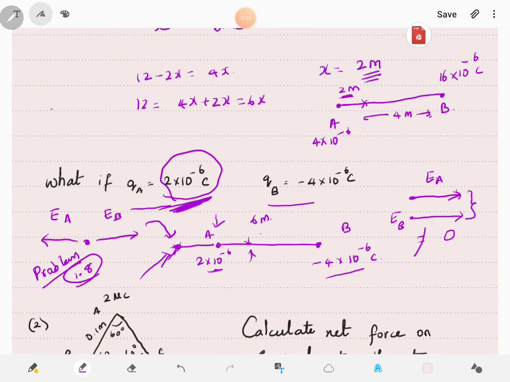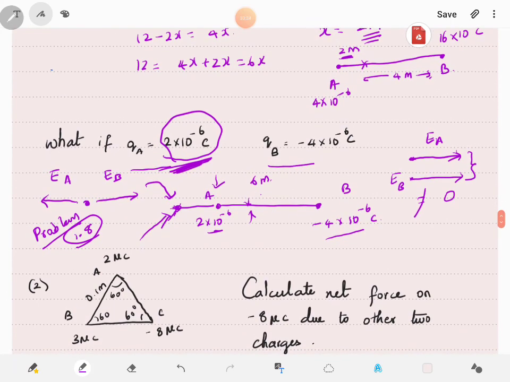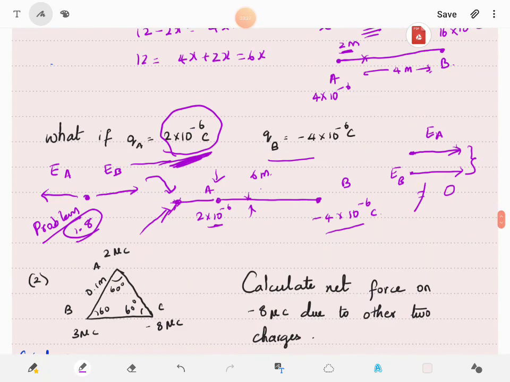Right. The next type of problem that I want to talk to you about is the net force and net electric field problems in case of regular geometric shapes such as triangles, rectangles, and squares.